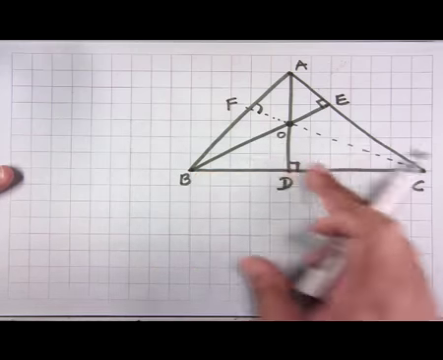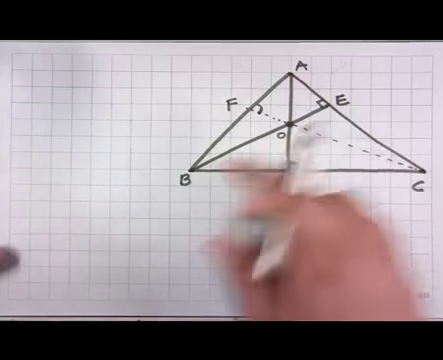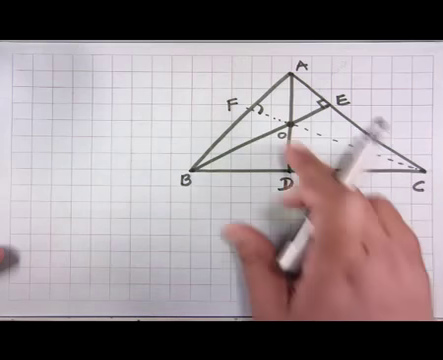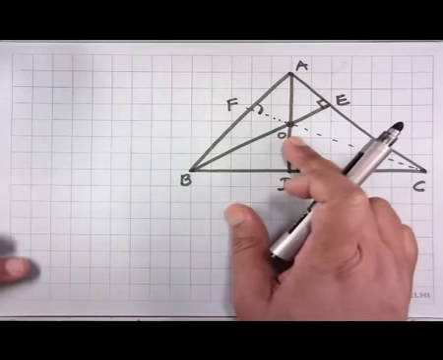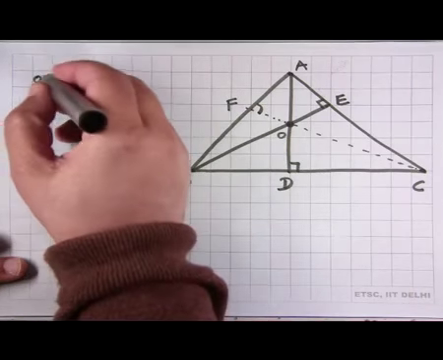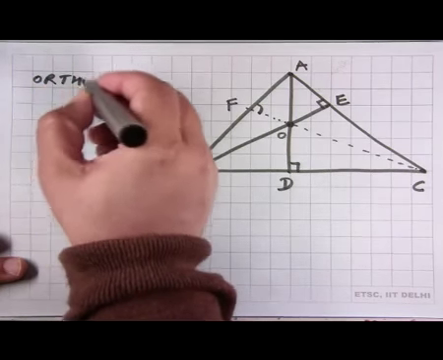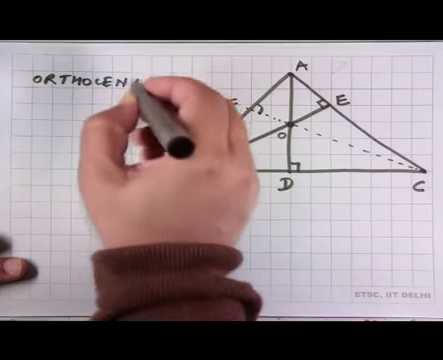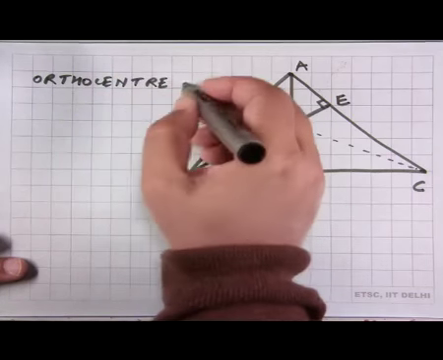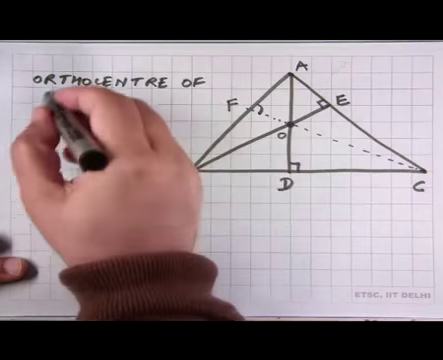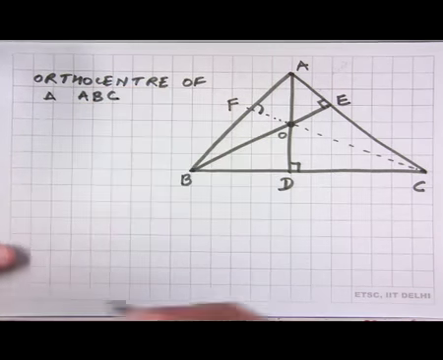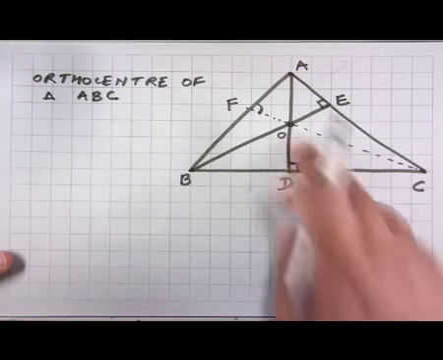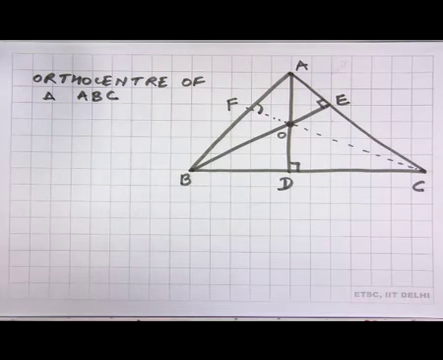So, essentially then what we have is that all these three perpendiculars intersect at a common point O, and this point O is called the orthocenter of triangle ABC. So, this is the orthocenter of the triangle ABC.